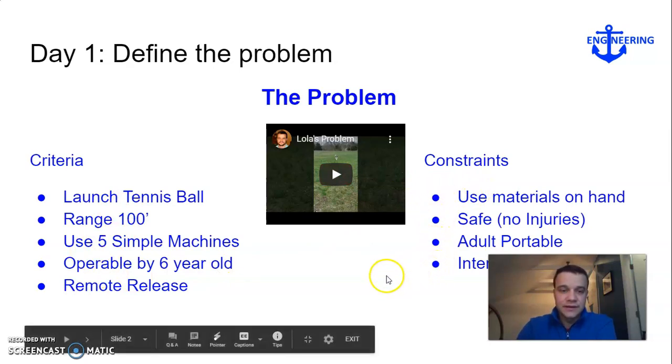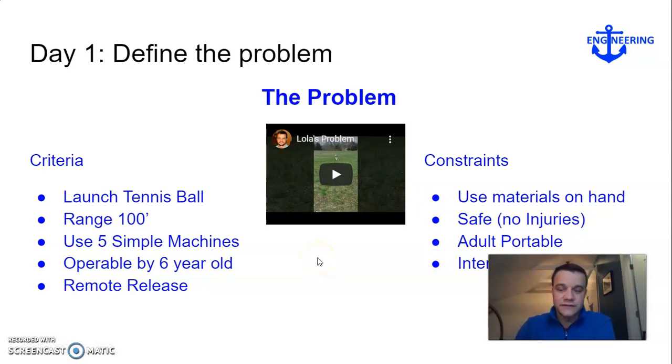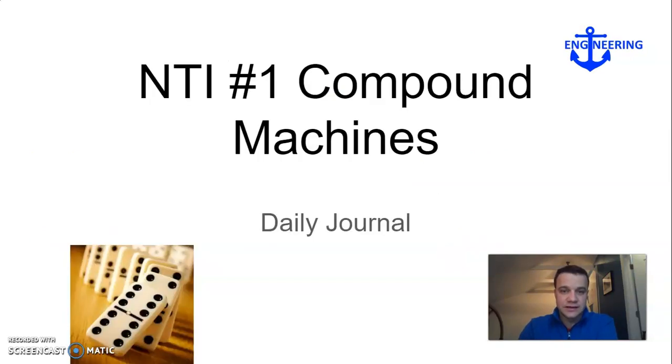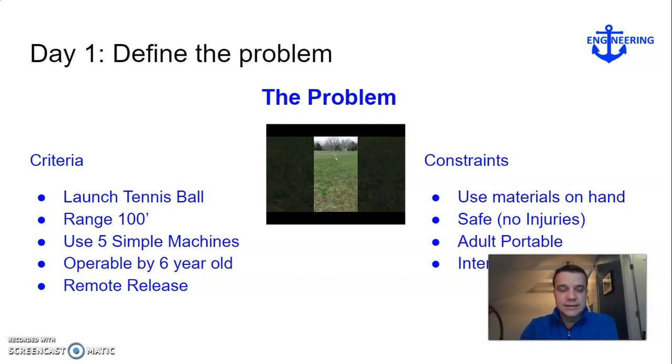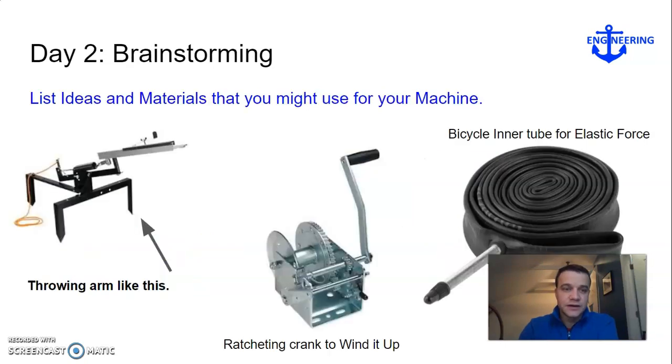Now, this is not a Rube Goldberg machine, so let me just clarify that. I know the example that I showed you when we were at school together was a Rube Goldberg machine. You can definitely do one of those, but the goal is a compound machine. That can be something of your own design. That can be a Rube Goldberg machine of sorts. That's up to you.